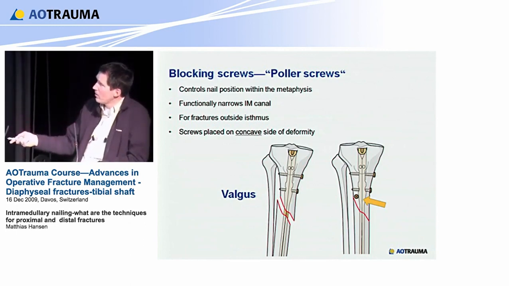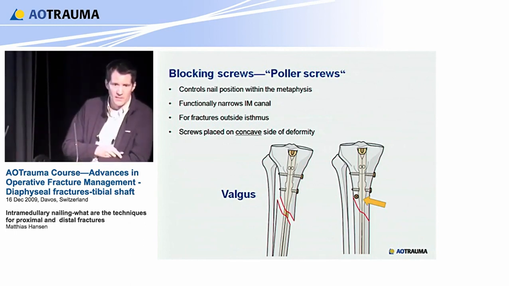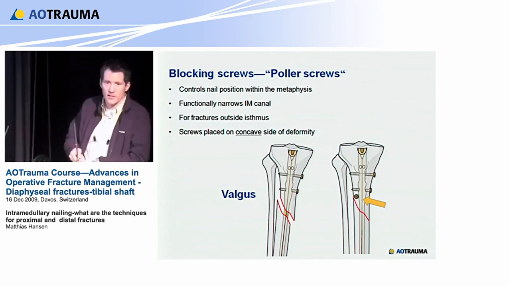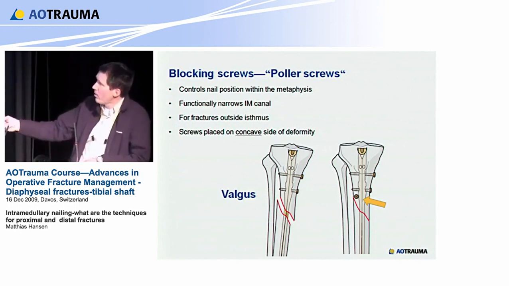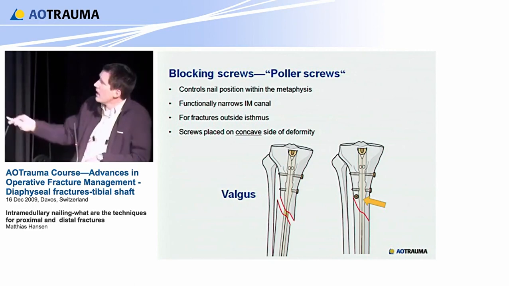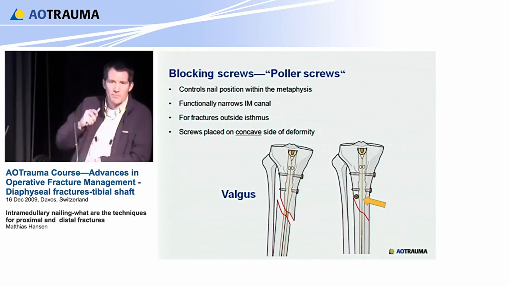Once you have your valgus deformity, you have to correct it, and you have to get this proximal part of the fracture to the lateral side. So you take out your nail, you block the original canal of the nail, and then you reinsert it, and the proximal fragment will be better orientated.